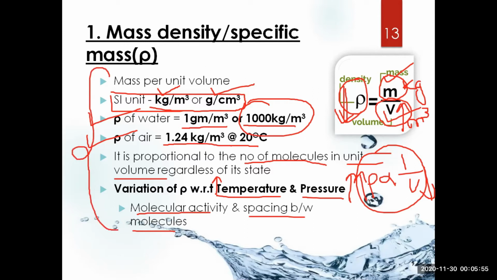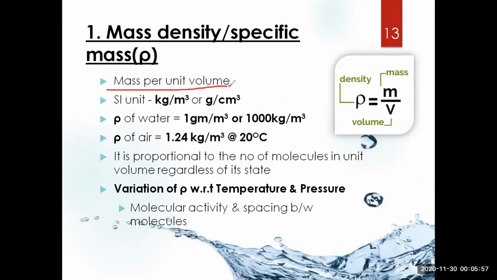So it is the ratio of mass per volume, and the unit for this mass density is kg per meter cube. The standard value for water, the density of water, is 1000 kg per meter cube. The mass density of air is 1.24 kg per meter cube, and it will vary with respect to both temperature and pressure. If temperature increases, then volume increases, then density decreases. Or if pressure increases, then volume decreases, then density increases.